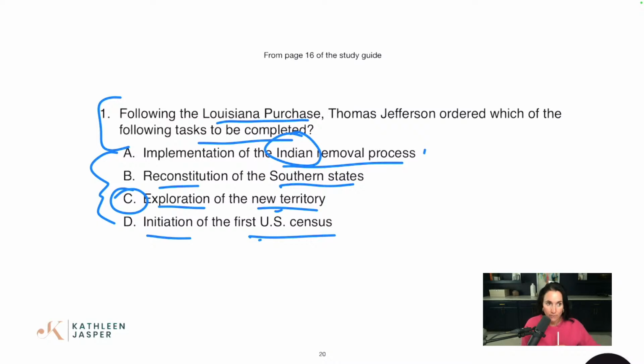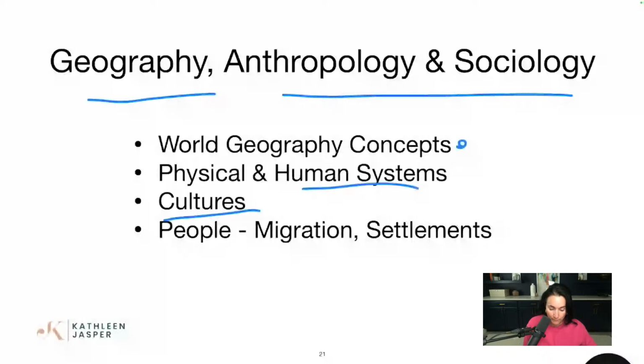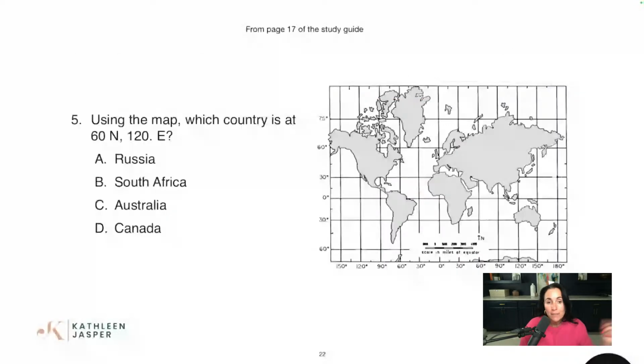All right, let's have a look at the next one: geography, anthropology, and sociology. So world geography concepts, physical and human systems, cultures, people, migration, and settlements. It might be something easy like this. Using this map, which country is at 60 degrees north and 20 degrees east? Now you have to know north, south, east, and west.